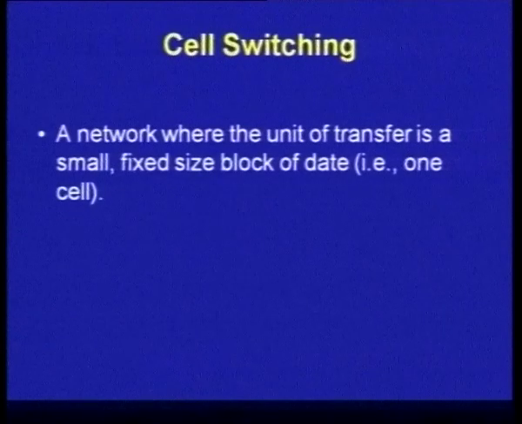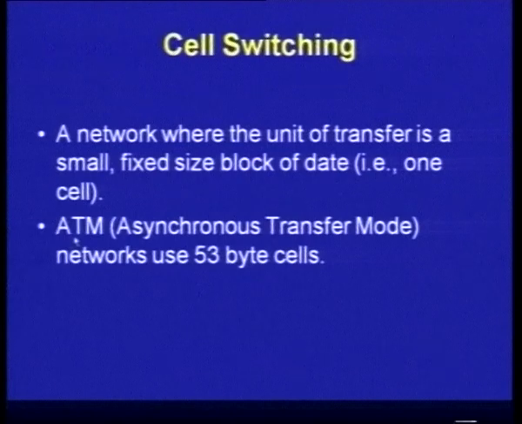The next mechanism that we have is cell switching. Now in cell switching, the unit of data transfer, that block that you are talking about, is very small and it's typically a fixed size block of data, and this is what is referred to as a cell. Okay. So when you start switching cells, naturally you get much faster rates of data transfer, and the ATM network, which is the asynchronous transfer mode network, it typically uses this cell switching mechanism.